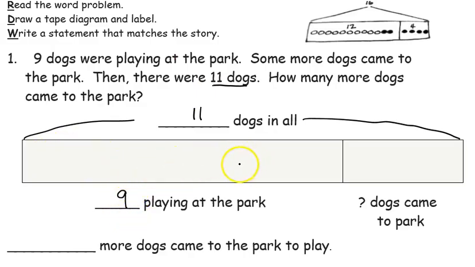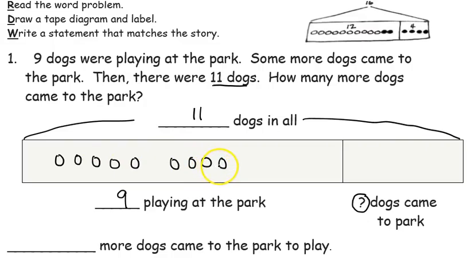I'm going to draw circles to represent those 9 dogs. So I'll draw a group of 5 first, and then I'll draw 4 more so we can clearly see that there are 9. Then it said some dogs came to the park. Well, we don't know how many dogs came to the park, but we do know in all we're going to have 11 dogs. So the question is, how many more dogs will I add in this part of the tape to make the entire tape worth 11?